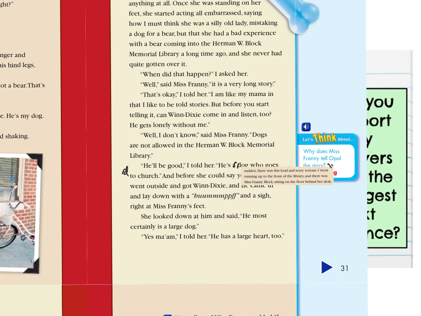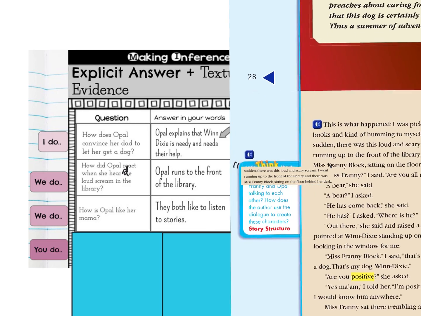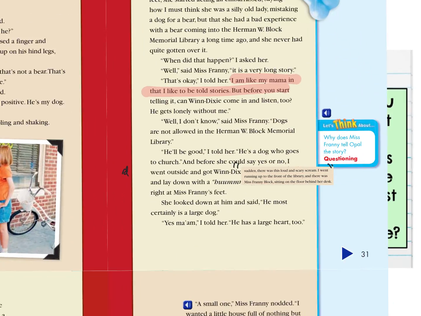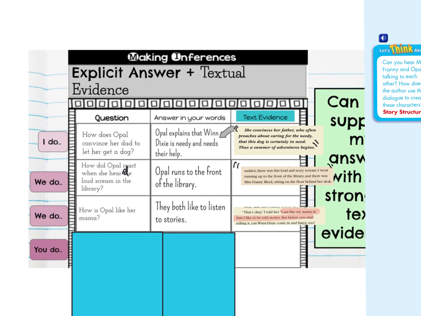As I think about this question, I'm remembering I can go back to the text, and it says here, I am like my mama in that I like to be told stories. Isn't that proving my answer that they both like to listen to stories? What do you guys think, yes or no? Yes. Yeah, so I'm going to go ahead and take that evidence straight from the text. We call that text evidence. I'm going to add it to my graphic organizer to prove my answer, and I'm going to put quotation marks around it. That is what a growing reader does to prove their ideas when they're answering questions.